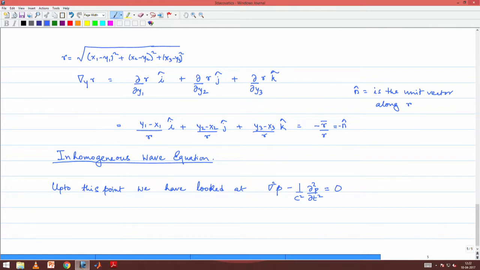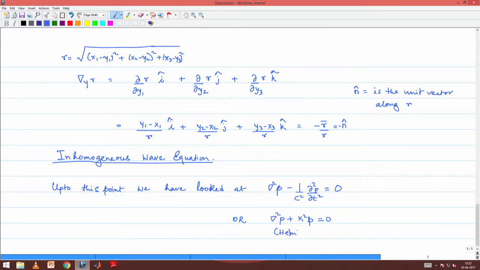So, it is like the situation of A x equals 0 or m x double dot plus k x equals 0. This is a homogeneous equation, and we understood the solution in such systems. We looked at either this wave equation or the steady state form of this, which is del square p plus k square p equals 0, which is the Helmholtz equation, right.